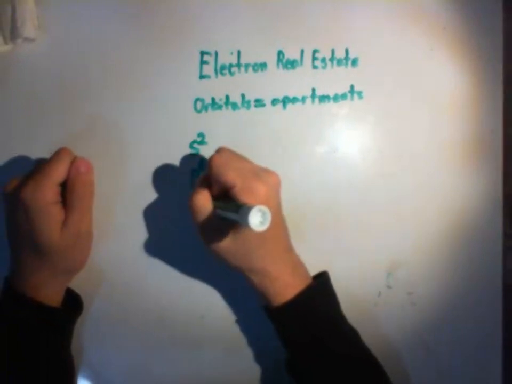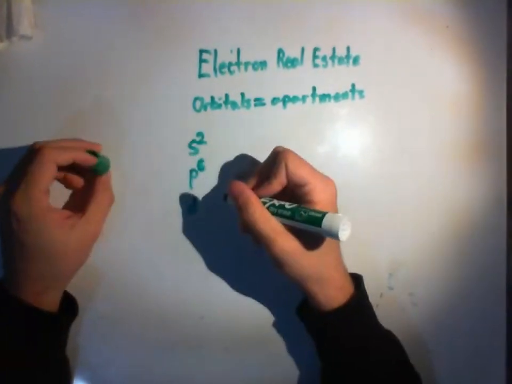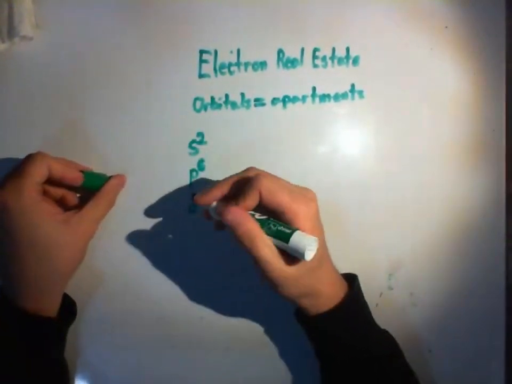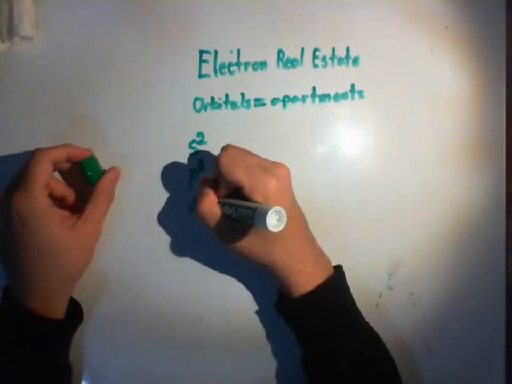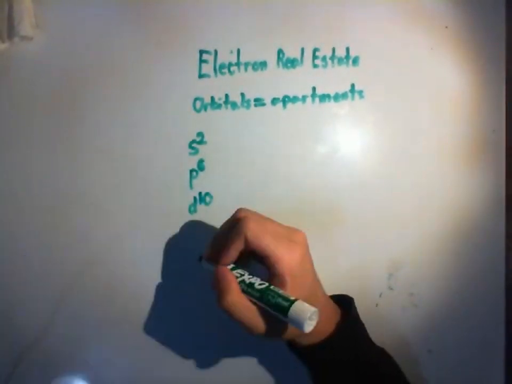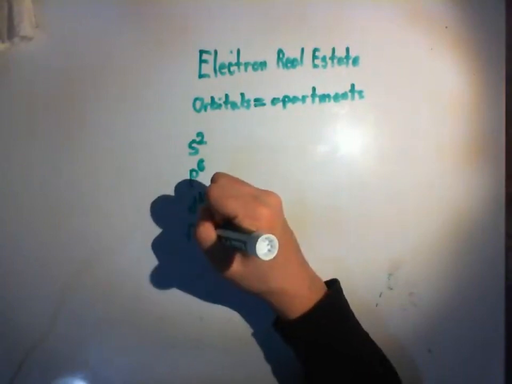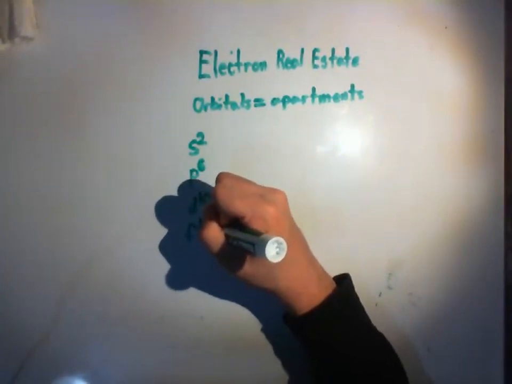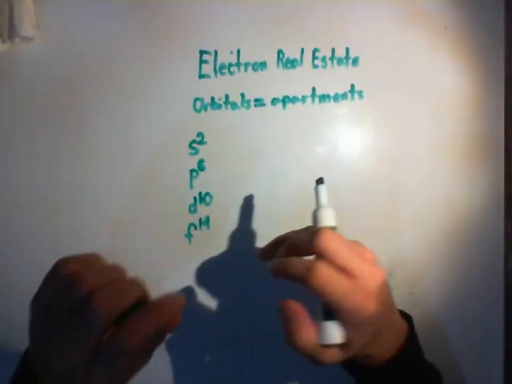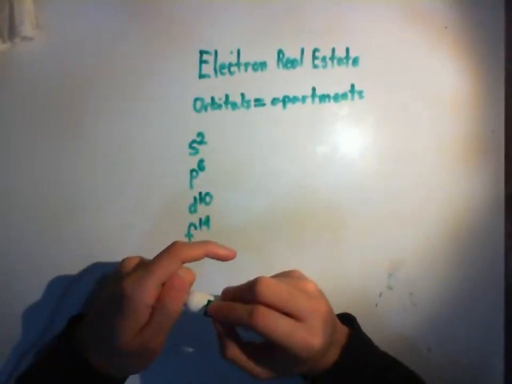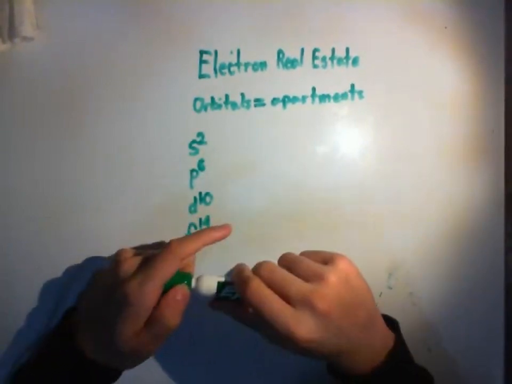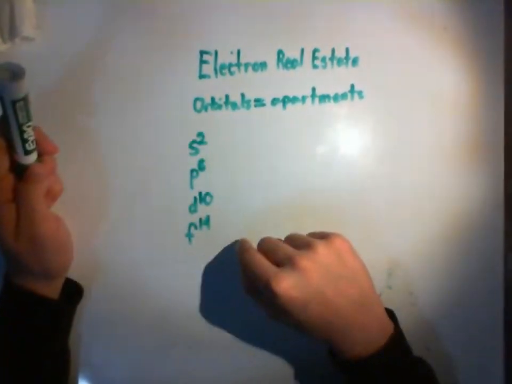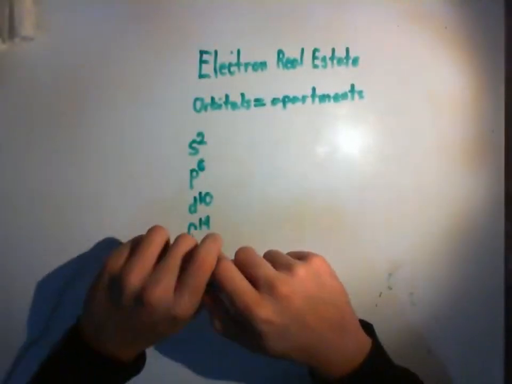Okay, for D, you can have 5 bedrooms, each room being able to hold a couple. Okay, so you can hold 10 people in a D apartment, and it keeps on going forever. And the last one I'll cover is F, which can hold 14 electrons. Okay, so 7 bedrooms, each room in an F apartment being able to hold 2 electrons, a couple.